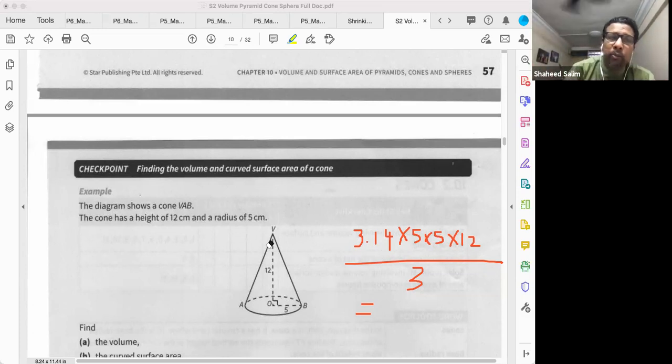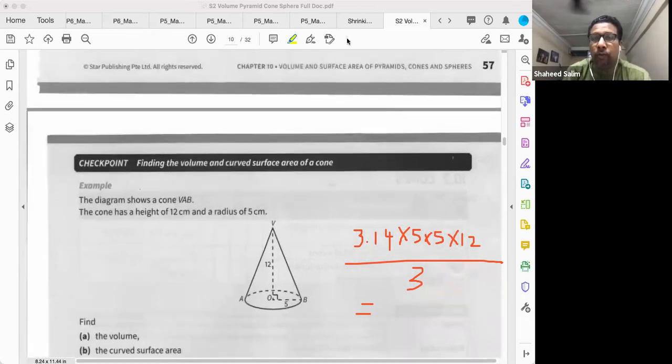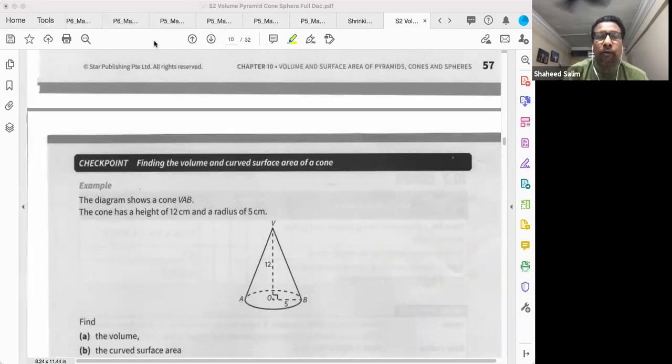One formula to rule them all. You know which movie that is from? I don't know. Well, you were probably babies or not yet born. Lord of the Rings.